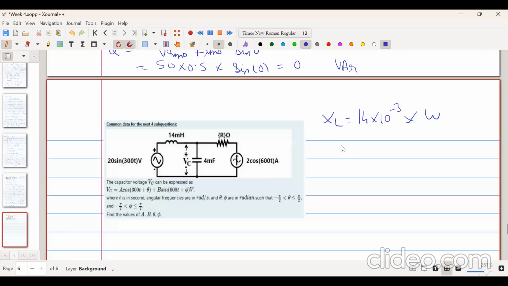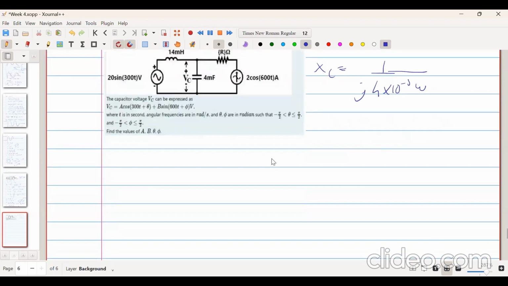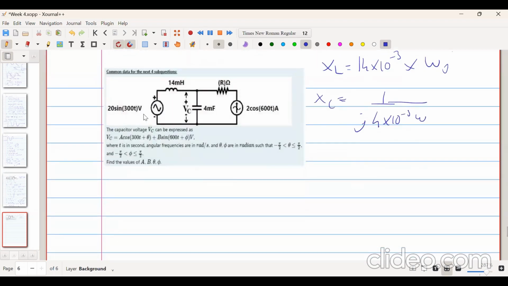Similarly, XL will be j omega L, and XC will be equal to 1 upon j 4 into 10 to the power minus 3 omega. Right? Now we will consider only the voltage source to be there. In superposition, what happens to the current source? Open circuited. Okay. So what will be the impedance of the inductor?